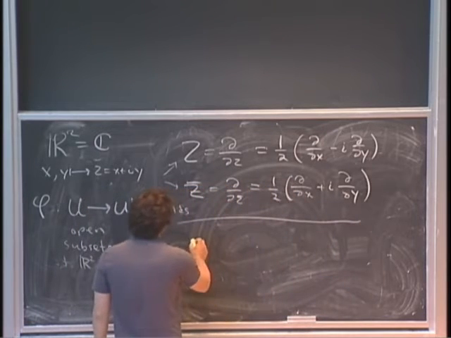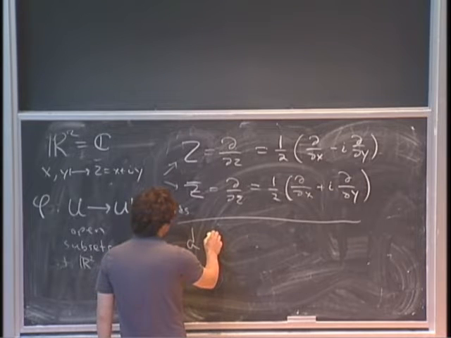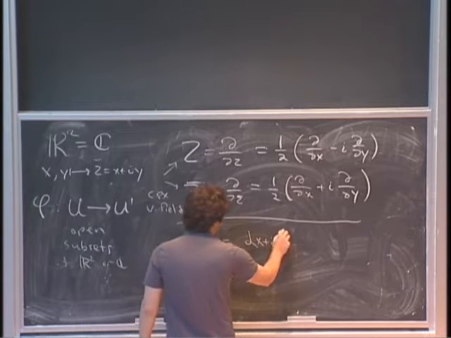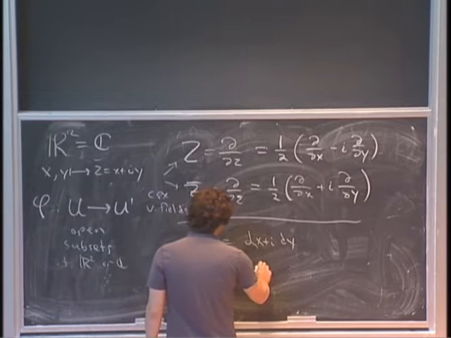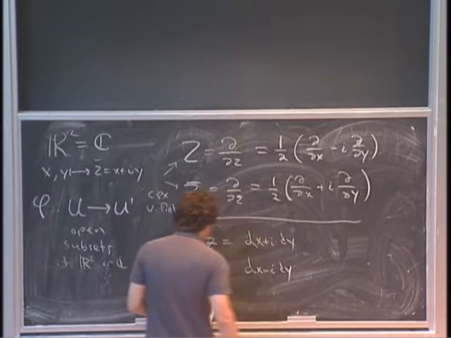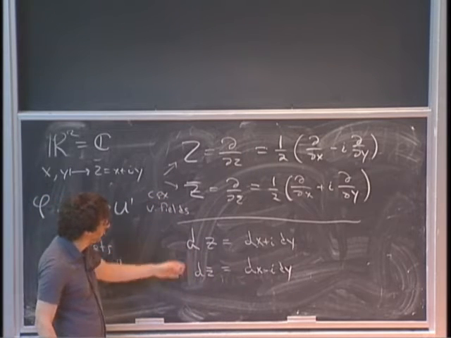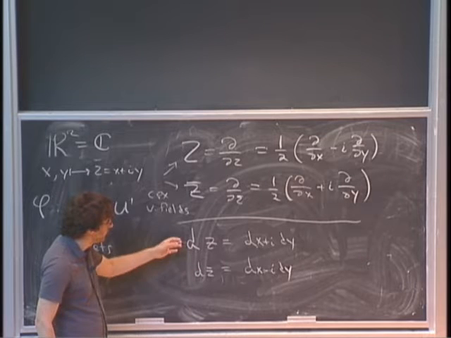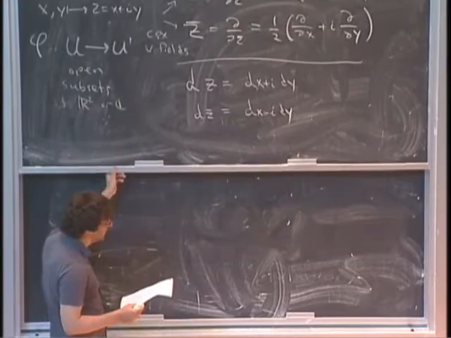That's just a reminder. Similarly, we had these dual objects, which were the complex valued forms. These were dz, which is the same as dx plus i dy, and dz bar, which is dx minus i dy. In general, a complex valued one form would be some combination of these, with complex valued functions in front.